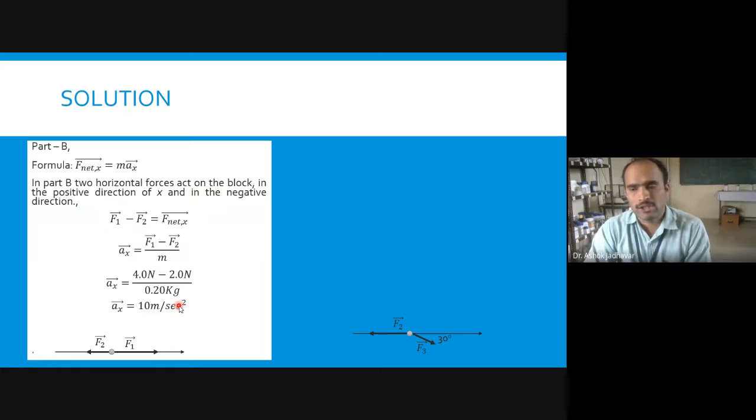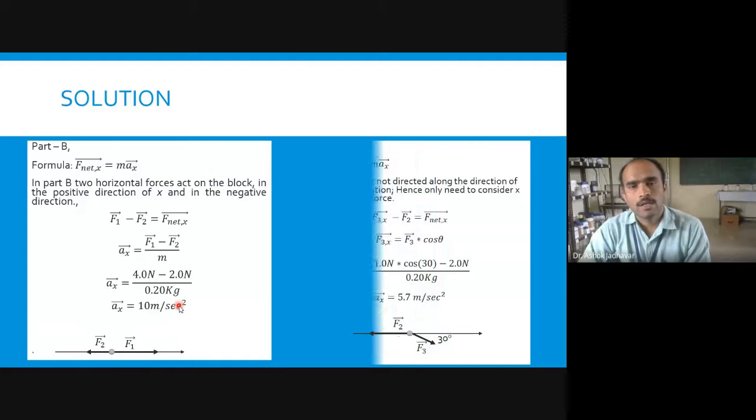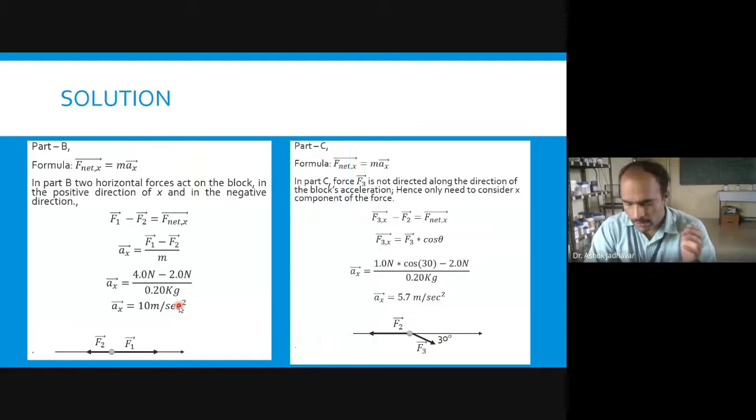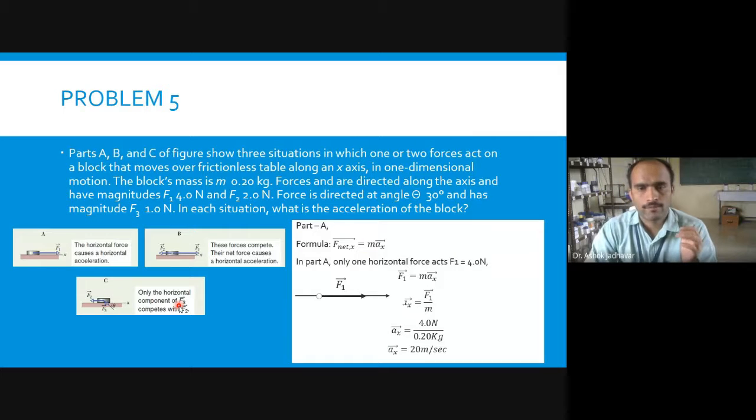Now we will discuss situation C. In situation C, what is given to us? Let us look at the figure first. In the figure, we are having F2 along the minus x-axis and F3 is along the plus x-axis, but it is at some specific angle theta. The angle is also given to us. Theta is 30 degrees. So for that, what do I have to consider?